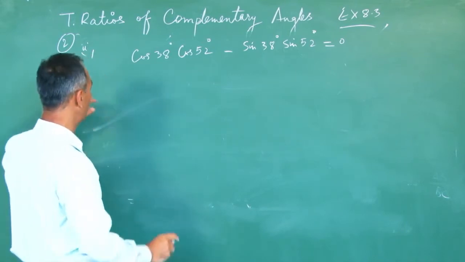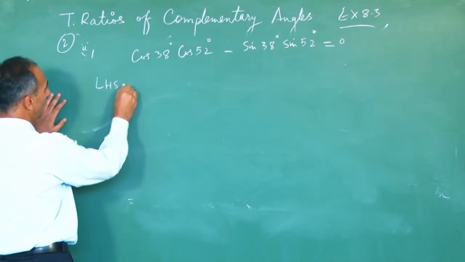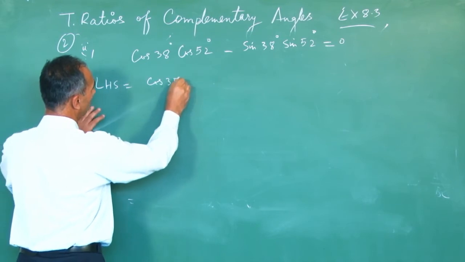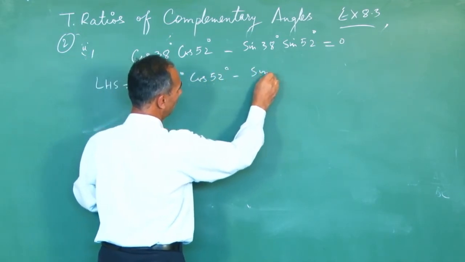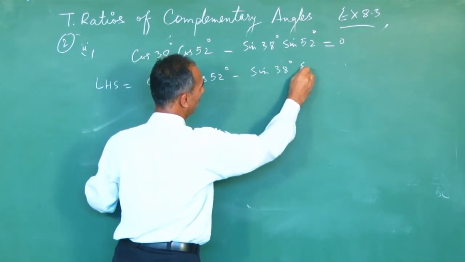So I'll be taking the left hand side. Left hand side is cos 38 into cos of 52 minus sine of 38 into sine of 52.